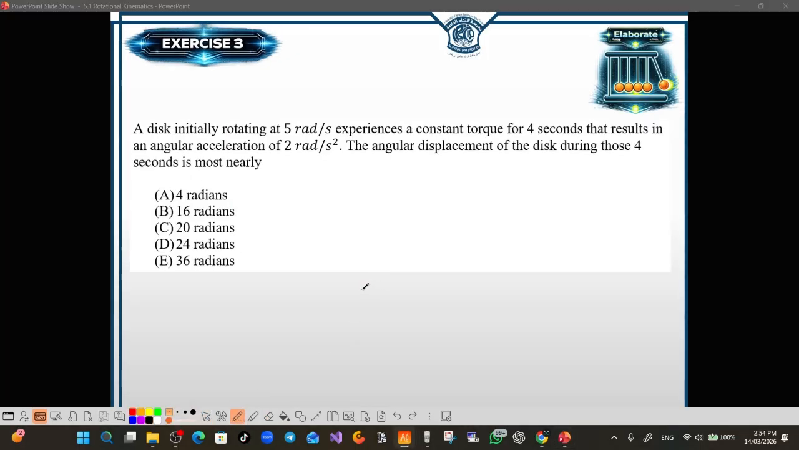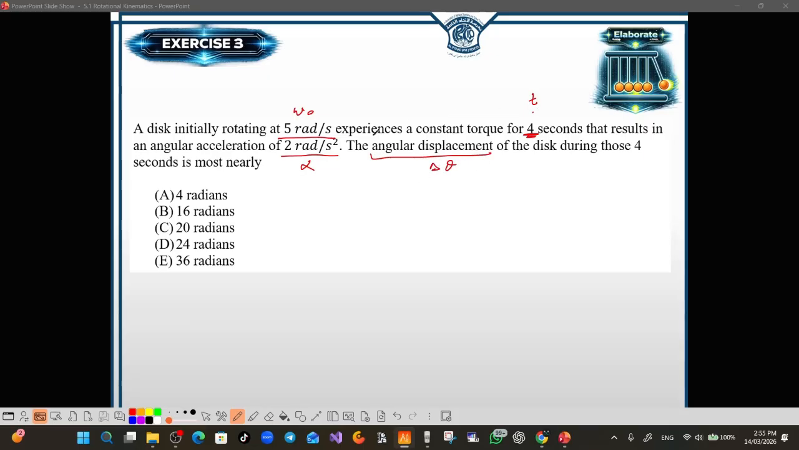Exercise 3. A disk initially rotating at 5 radian per second, so this is the initial velocity, experiences a constant torque. Now, we're going to study torque later, but you can consider it as something equivalent to force. It's not force, something equivalent to force, and it's necessary here in the rotational motion. Anyway, we don't need it now. We just need the variables. We are studying the kinematics, not the dynamics. So the time here is 4 seconds. That results in an angular acceleration of 2 radian per second squared. This is alpha. We need to find the angular displacement after 4 seconds, so delta theta.